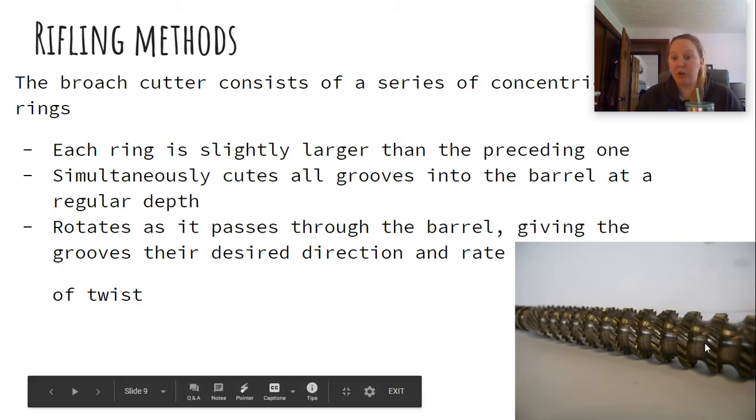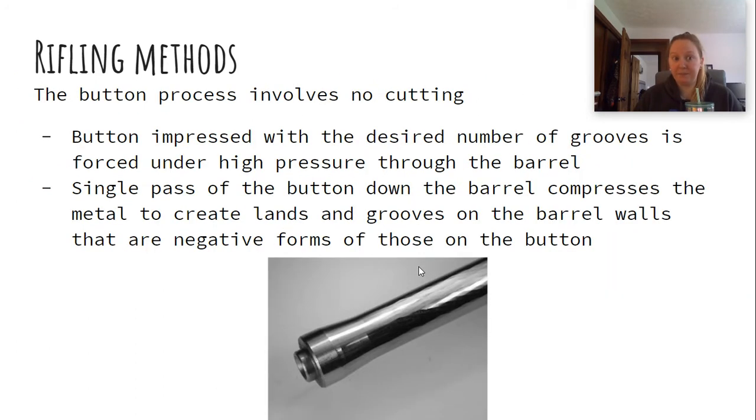This would be the broach cutter. Each of these rings gets slightly larger. It does get twisted by machine as it goes down the gun to create the rifling.